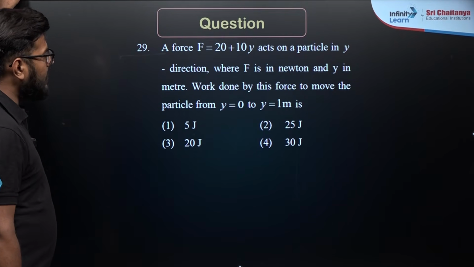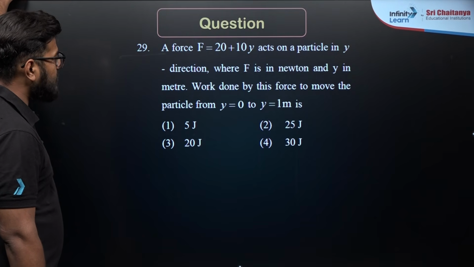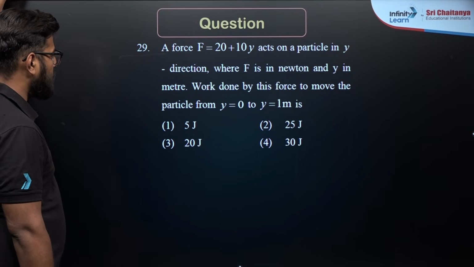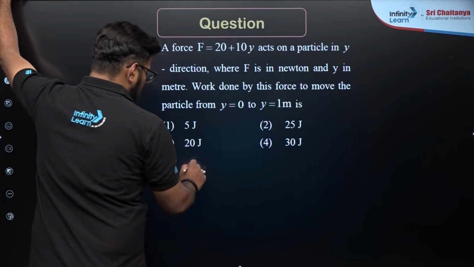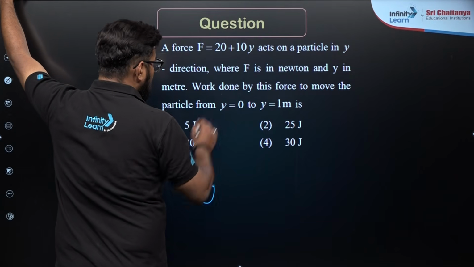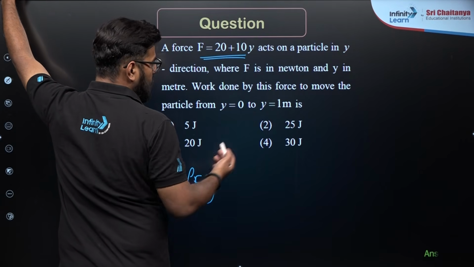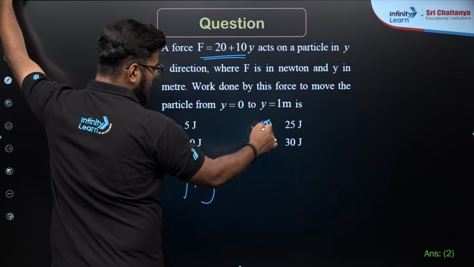Force F equals 20 plus 10y acts on a particle in the negative direction, where F is in Newton. Y is the displacement. What is the work done by the force to move the particle? Simple integration, F dot dy, you need to do. Integrate 20 plus 10y from 0 to 1. Option number 2 will be correct.